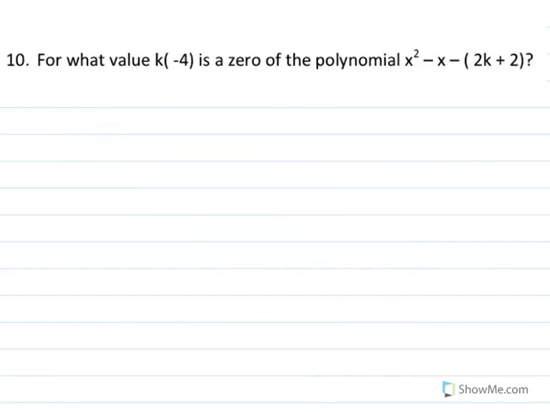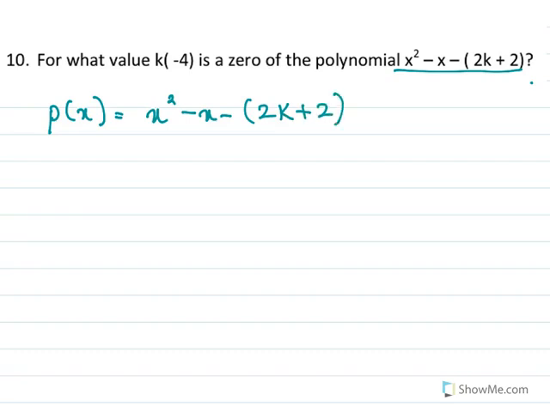For what value of k is minus 4 a zero of the polynomial? So this is the polynomial, p of x, and that is x square minus x minus 2k plus 2. And minus 4 is a zero, so p of minus 4 will be equal to 0. So wherever there is x, we put minus 4.